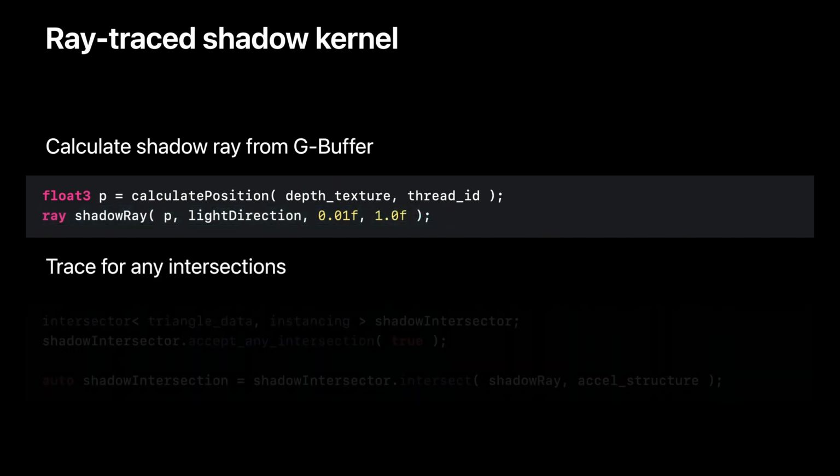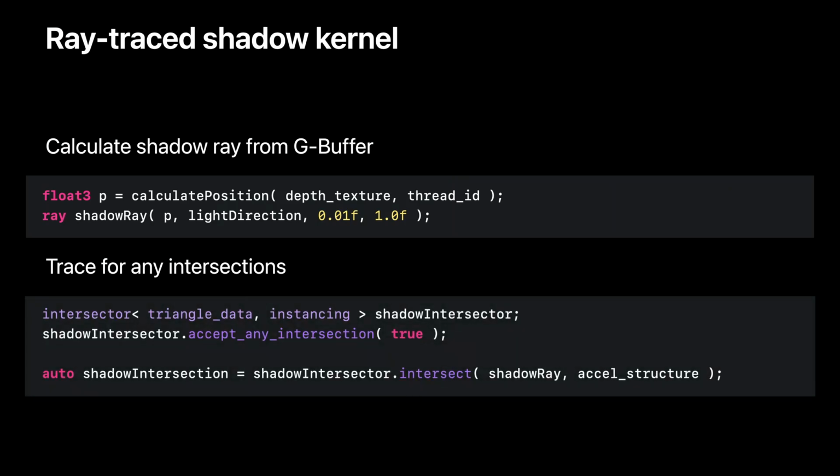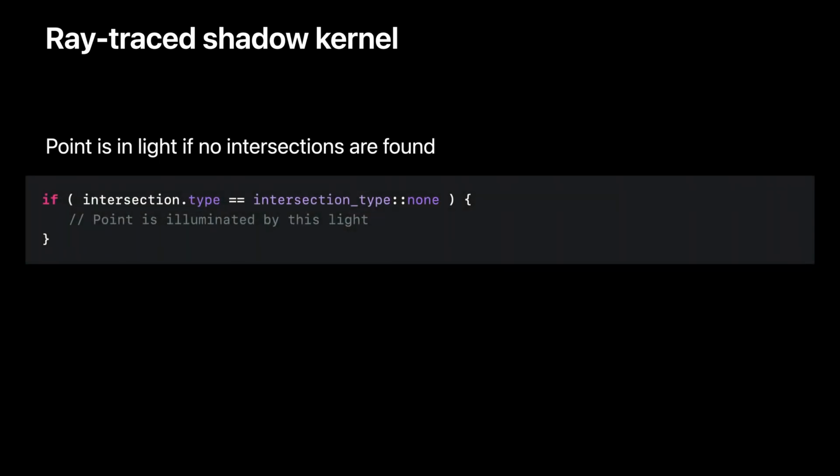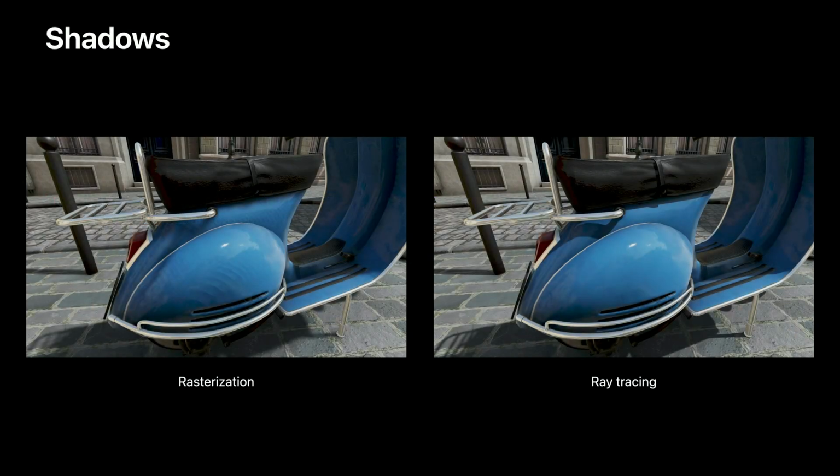We then create an intersector object. If we find any one intersection, that means we're in shadow. So we configure the intersector to accept any intersection. And finally, we intersect against the acceleration structure. Based on that intersection result, we write whether the point is lit or not, which creates a shadow texture that's more accurate to the scene. When the shadow texture is applied, you can see we get much more realistic shadows and get rid of the aliasing.